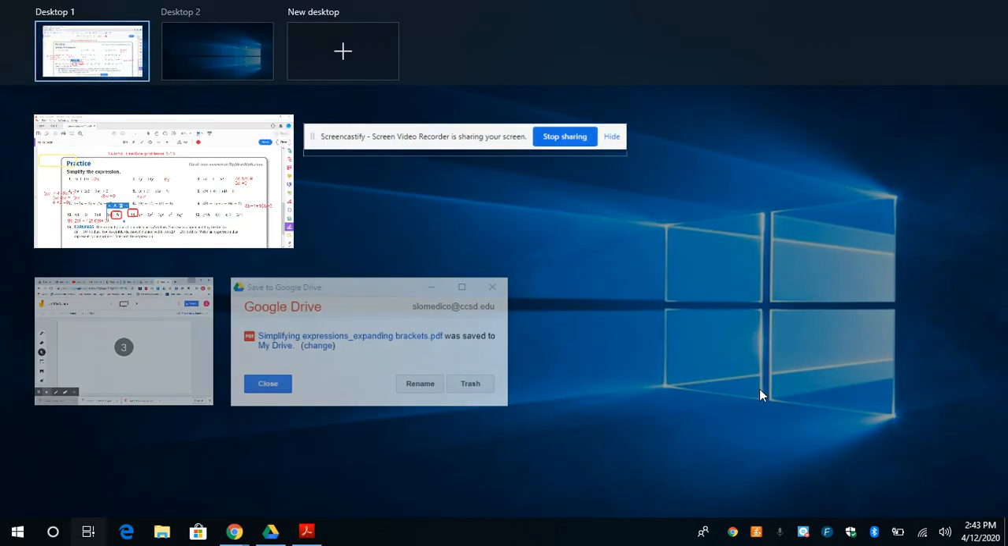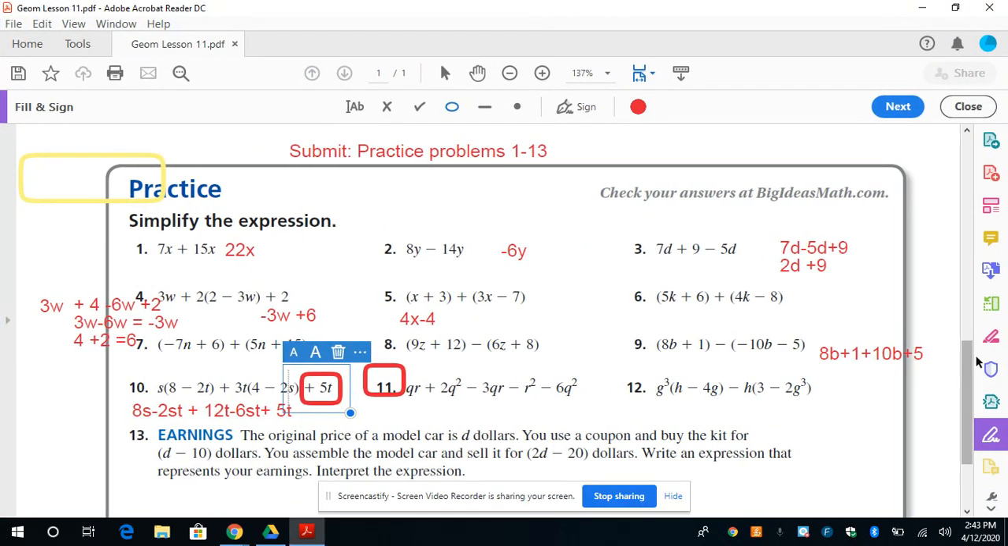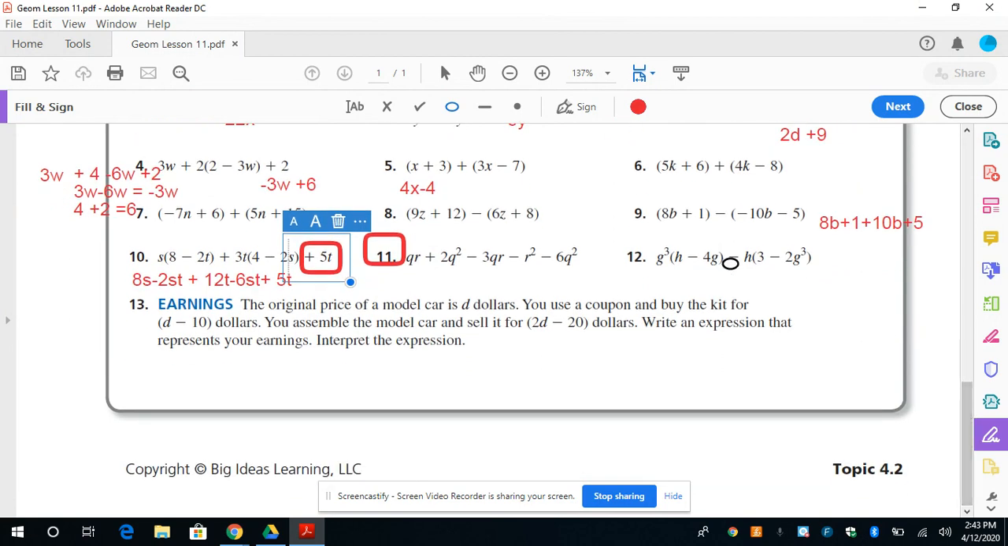Okay. Even though there's exponents, well, for number 12, it's the same idea, like terms. So don't get scared by the exponents. And the same for 11. Don't get scared by them. It's just a term.